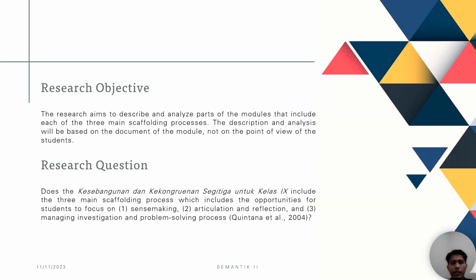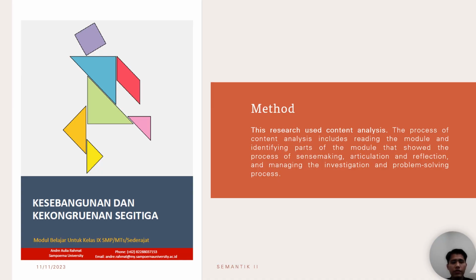Next, here are the research objectives: to describe and analyze the parts of the module that include each of the three main parts of the scaffolding process. And then the research question is, does the kesebangunan dan kekongruenan segitiga untuk kelas 9 include the three main scaffolding processes, which include opportunities for students to focus on sense making, articulation and reflection, and managing investigation and problem solving process. Next, the method of this research uses content analysis. So the process includes reading the module and identifying the main parts of the scaffolding process.